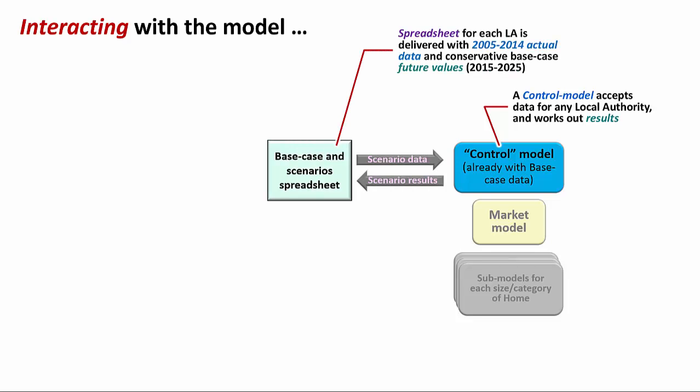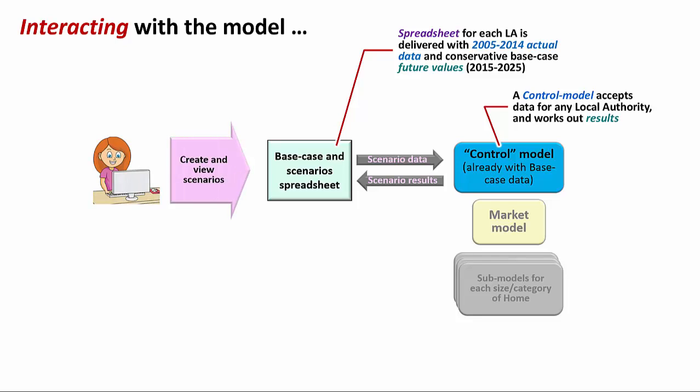The spreadsheet that we've made available for each local authority is provided to you with actual data for 2005 to 2014 and conservative base case estimates for the period 2015 to 2025. So for example, what might happen to cost inflation, what might happen to changes in the demographic profile of the elderly people in that area. So that spreadsheet sends data to the control model. The control model runs the market model, generates scenario results, and sends those results back to the spreadsheet.